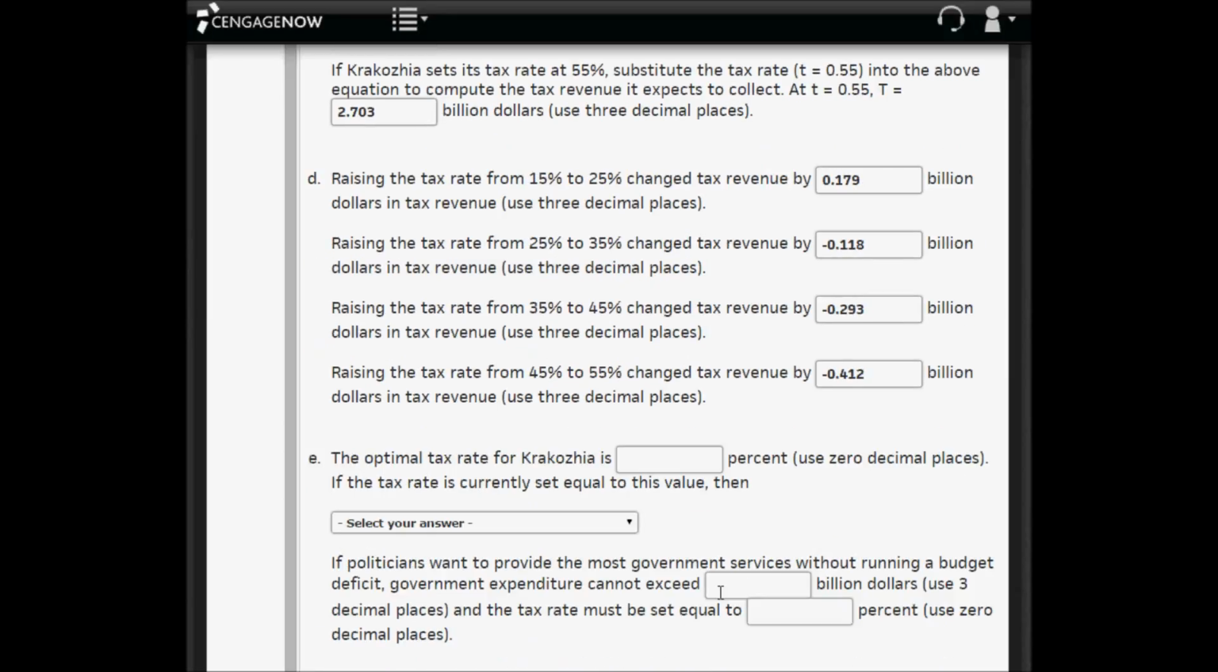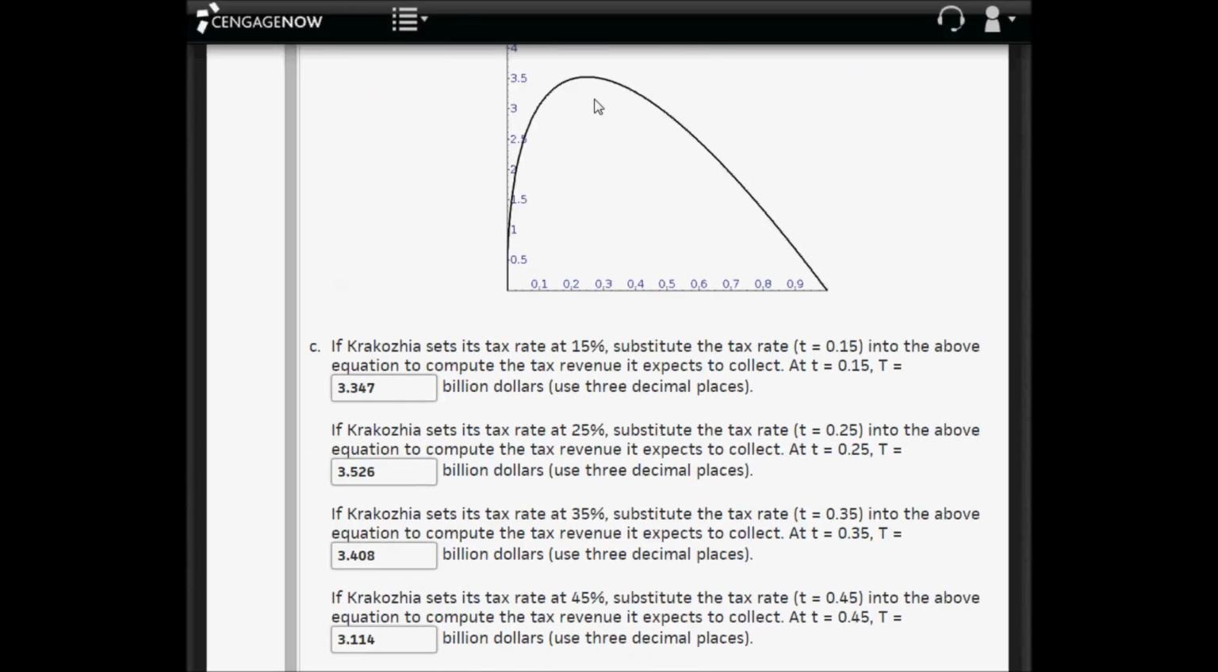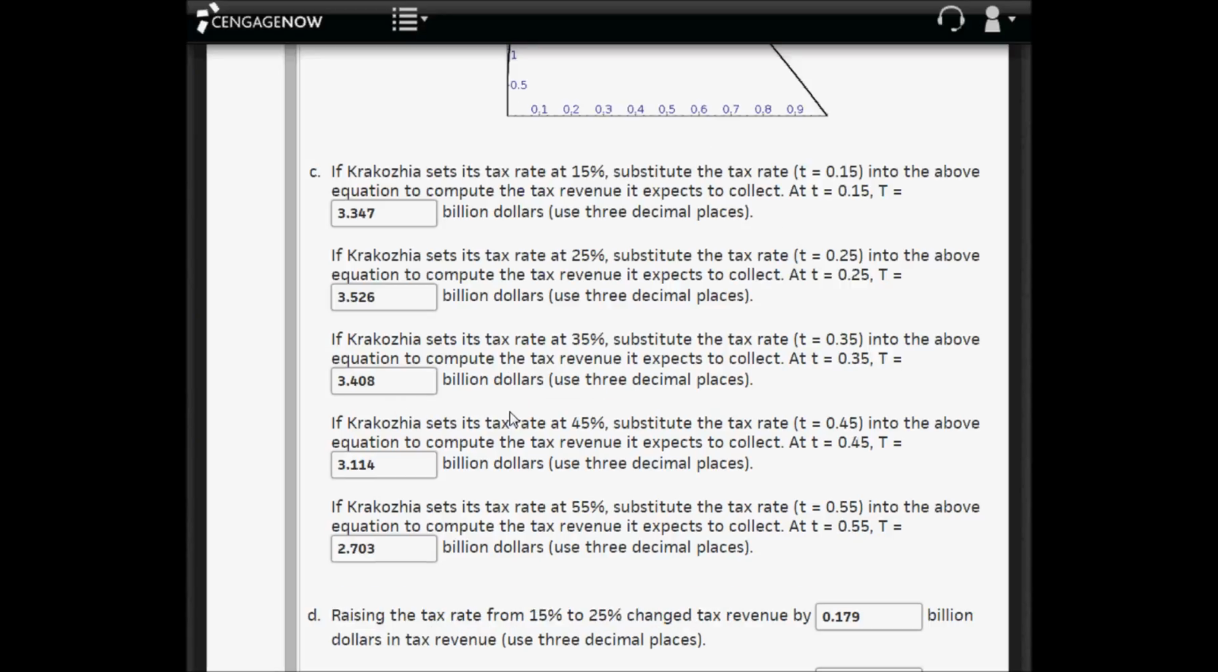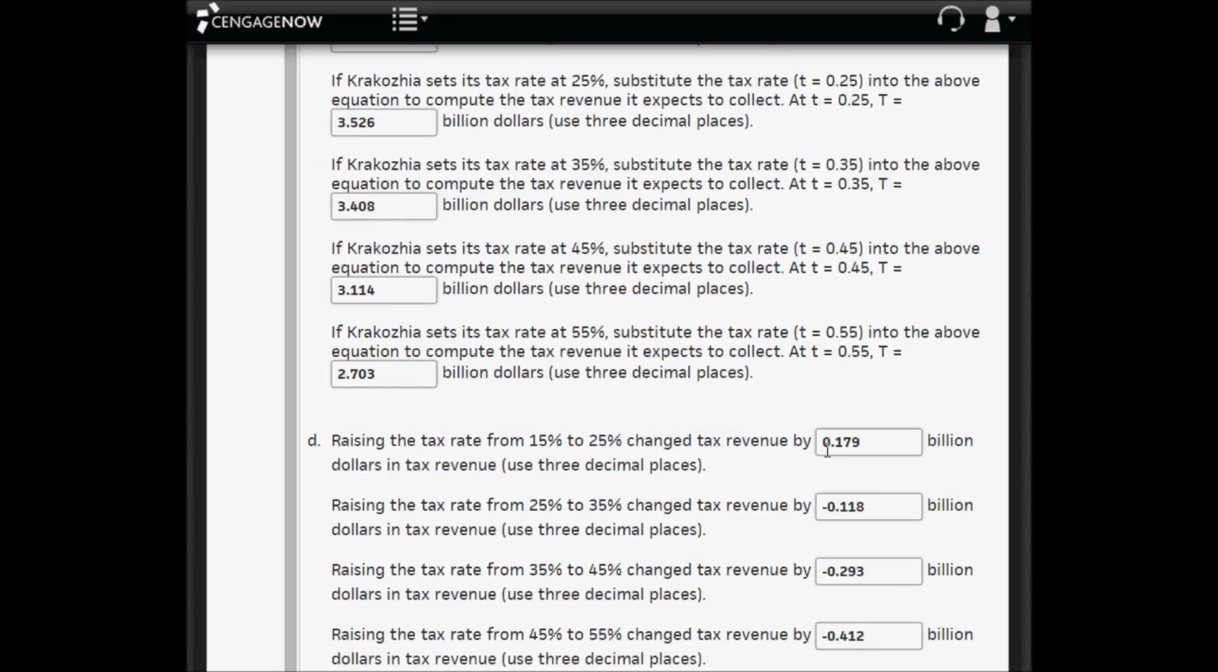The optimal tax rate for Krakosia would be 25%. If I drop a line straight down from this curve, it looks like the optimal tax rate is 25%. Notice that when we raise taxes from 15 to 25, revenue goes up. But once we get to the optimal tax rate of 25%, an increase in the tax rate actually lowers tax revenue.